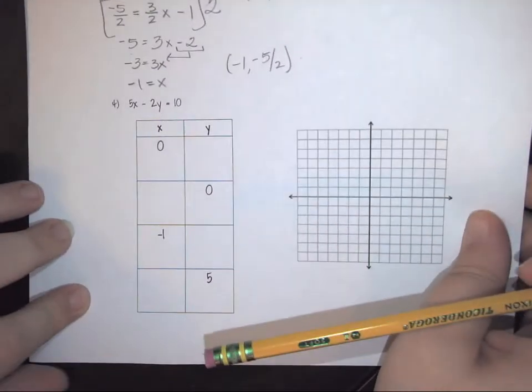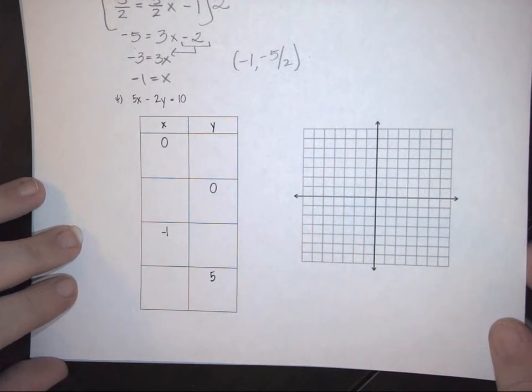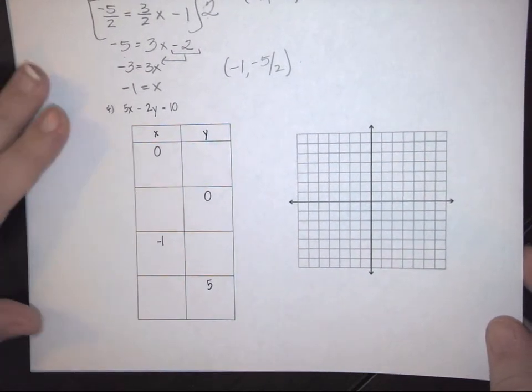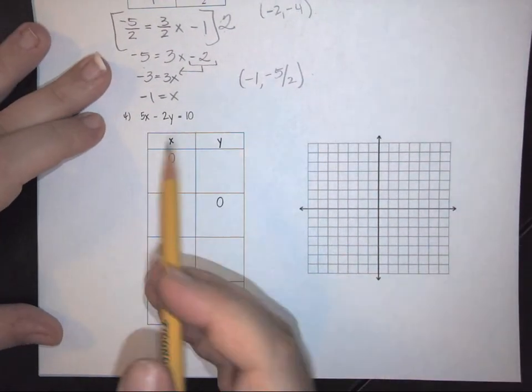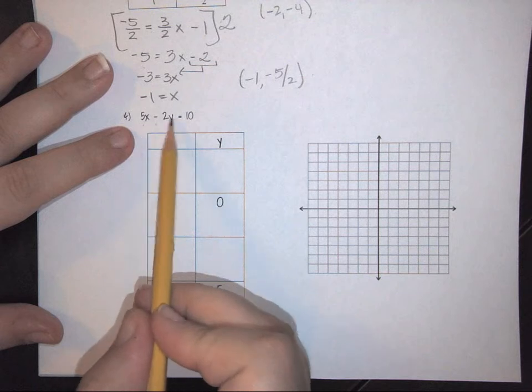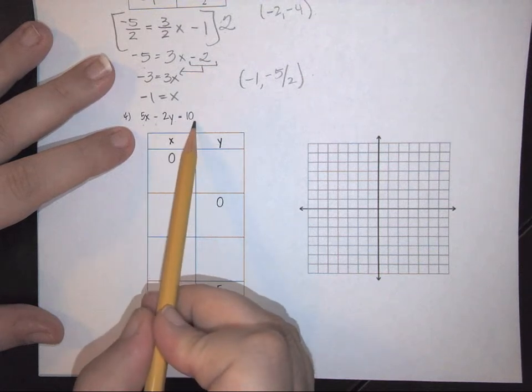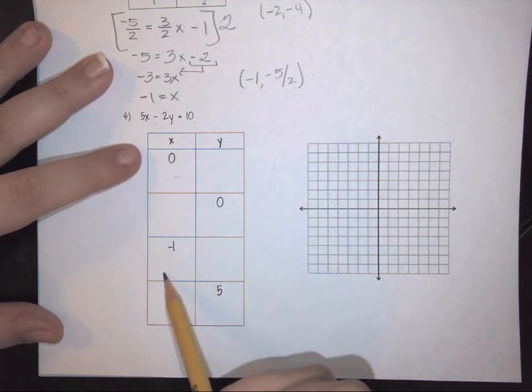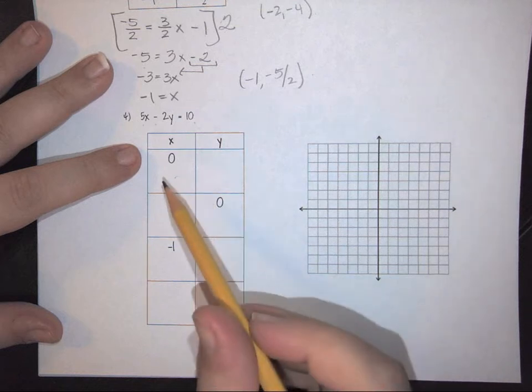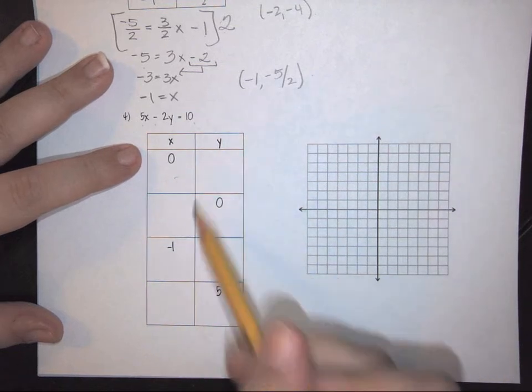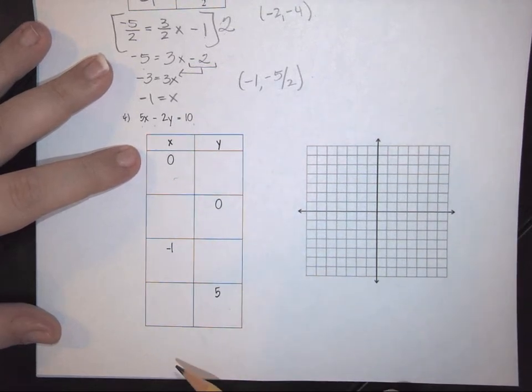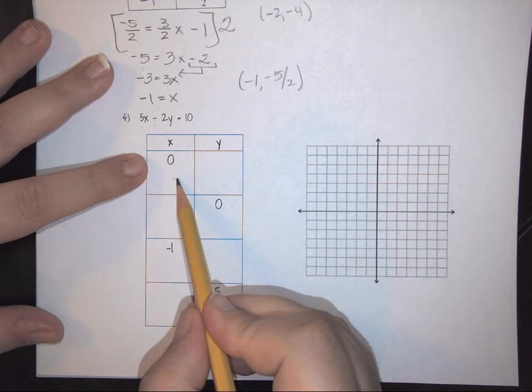Alright, now let's do it again. And so here I have 5x minus 2y equals 10. And again, I've only given a few of the points and some of them are missing. So we're going to go ahead and we need to get started.